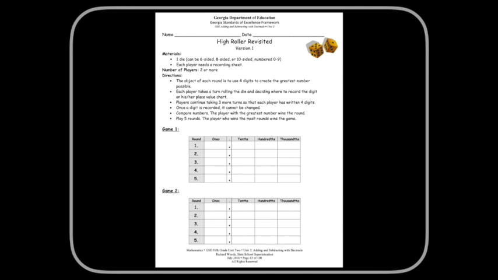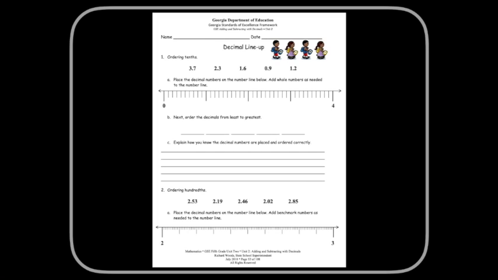Another task to consider is High Rollers Revisited. This is a game where students create decimal numbers with rolls of a die and compare their decimal numbers with their partner to see who created the greatest decimal number. And Decimal Lineup, where students use number lines to accurately place decimal numbers based on the benchmark numbers given.